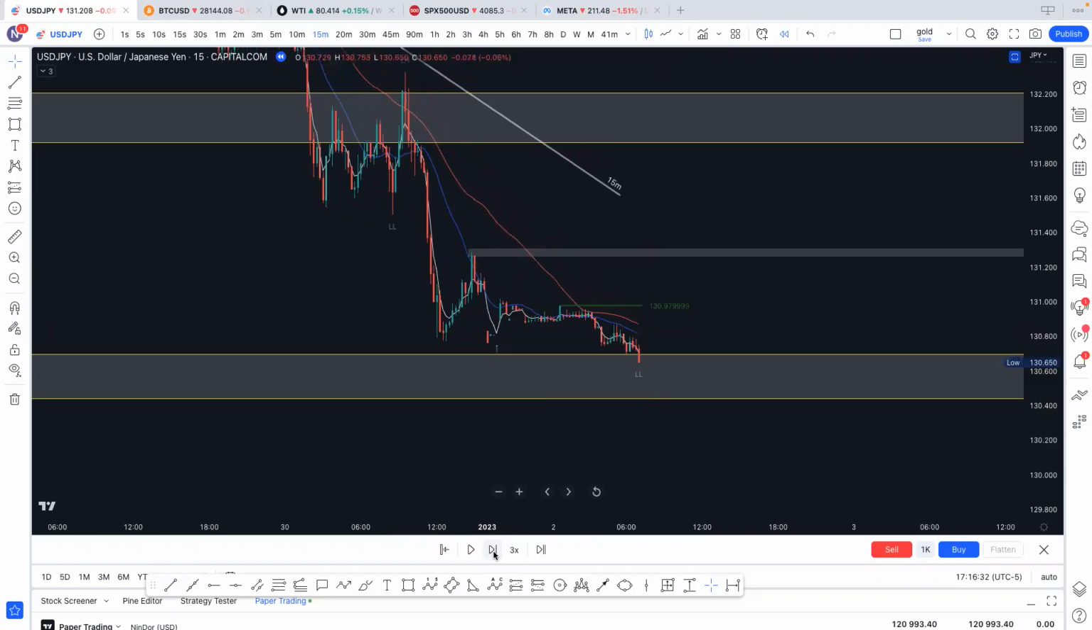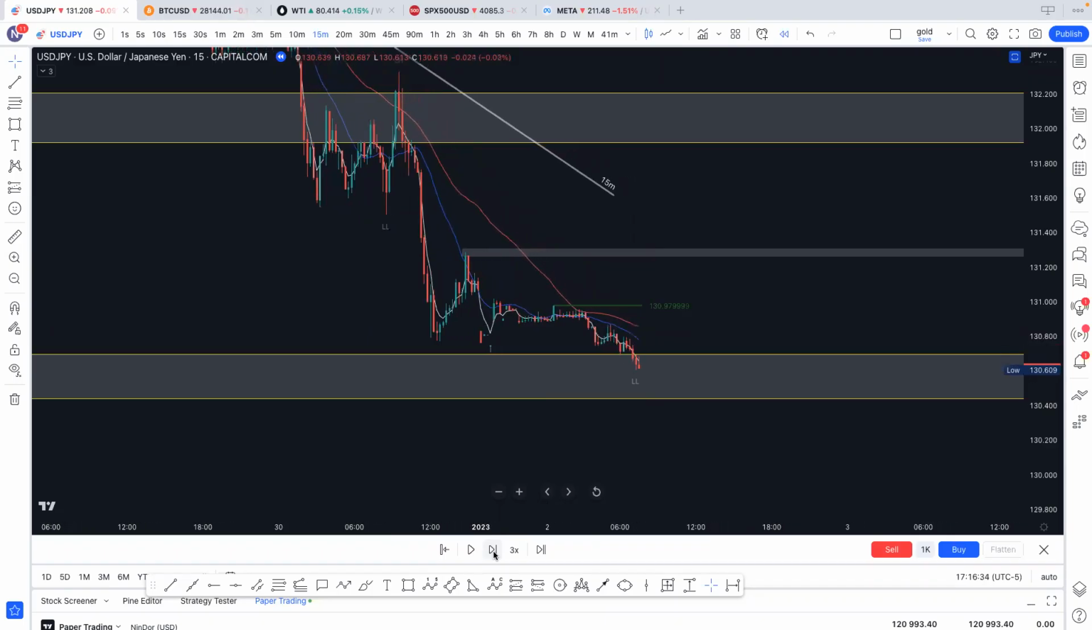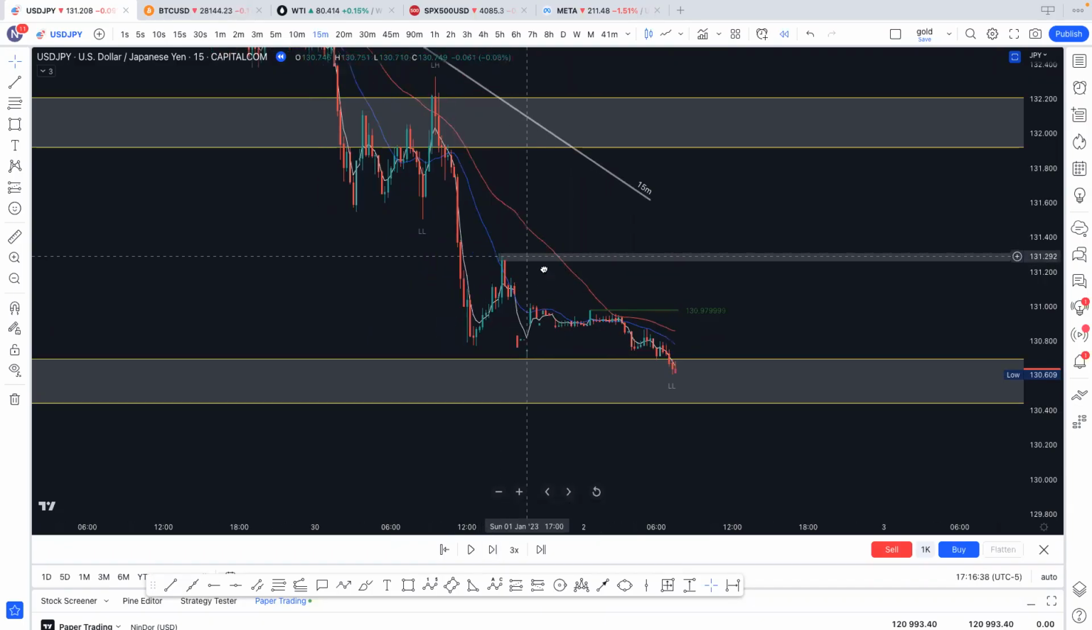So we're still looking good. All right, lower low has been made. So we will adjust our impetus level.